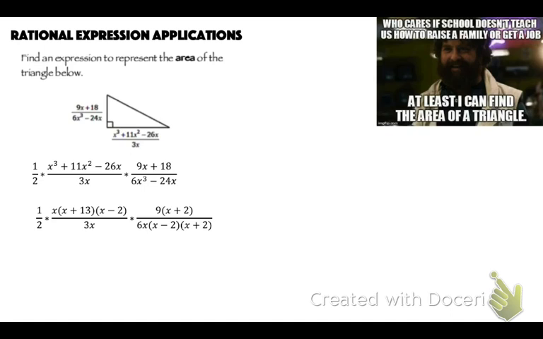Now I can start canceling, so those x's cancel, those x minus 2's cancel. 3 goes into 9 3 times, but then 3 goes into 6 twice. So I'm left with a 2 on the bottom from all that. And then the x plus 2's cancel. So on the top, I'm just left with x plus 13. And on the bottom, I'm left with 4x, because 2 times 2 is 4.